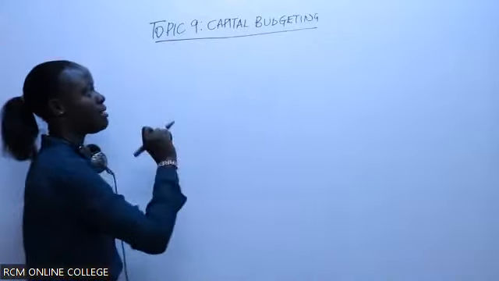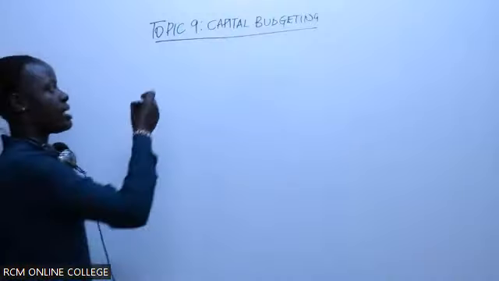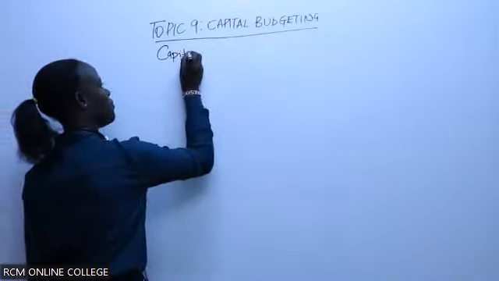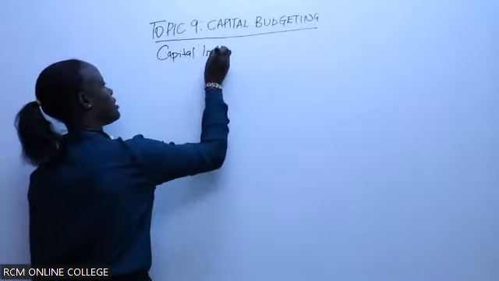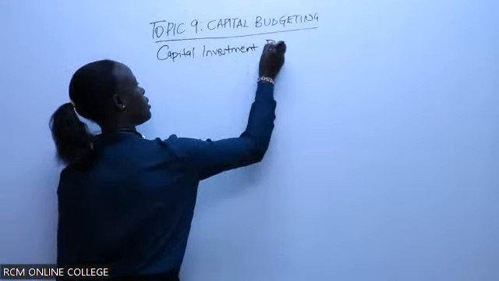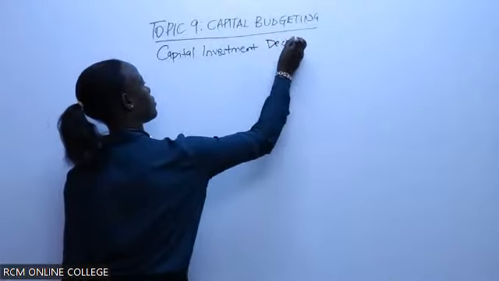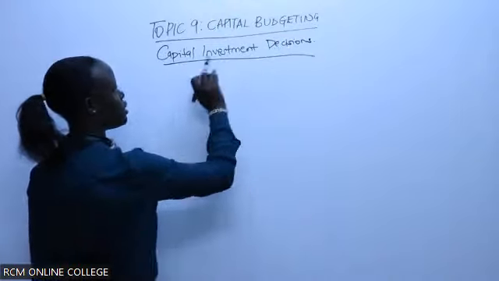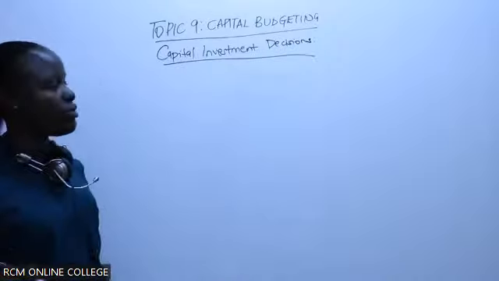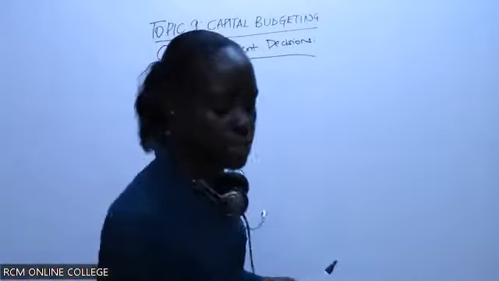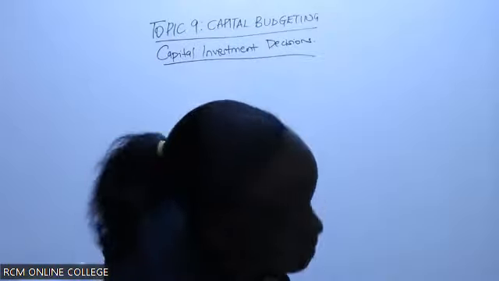So another name for capital budgeting is capital investment decisions. So this is what we are looking at. Capital investment decision, this is another name for capital budgeting. So we are going to understand what capital budgeting is.